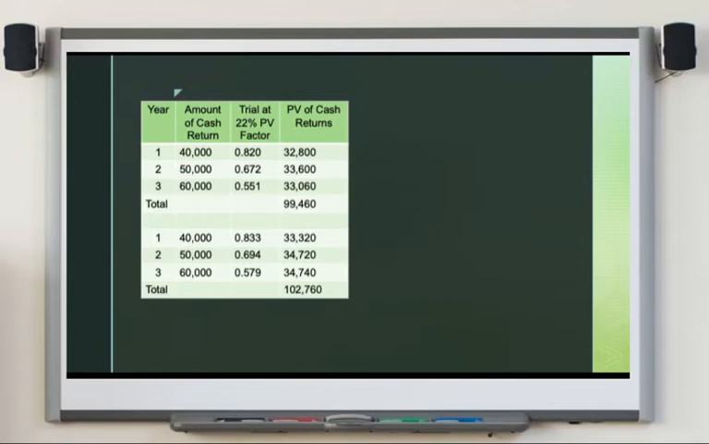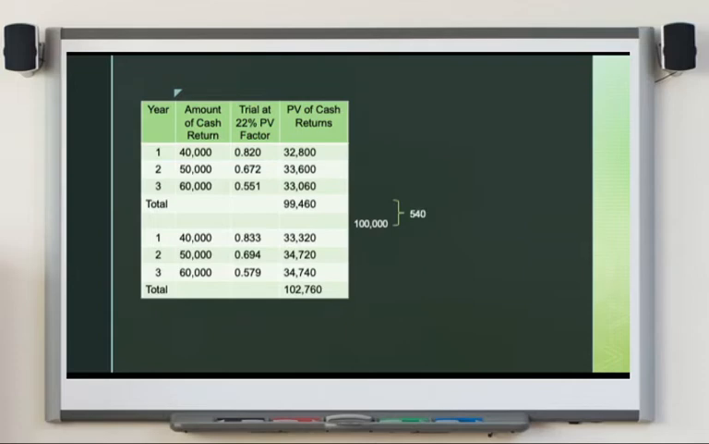And then compare the computed total present value of cash return to our initial investment of 100,000. Okay, why are we comparing it to the initial investment? The objective is to get the amount that will equate to the initial investment. So therefore, we use the initial investment, and the difference is only 540.